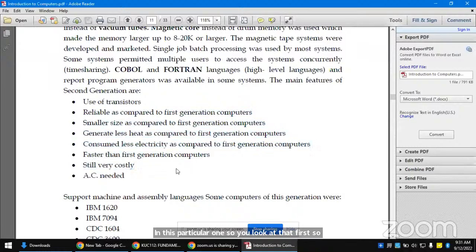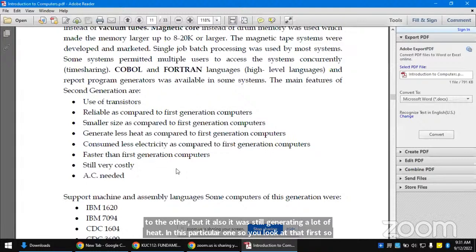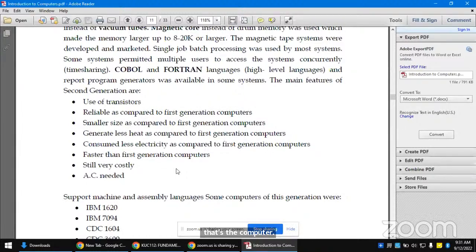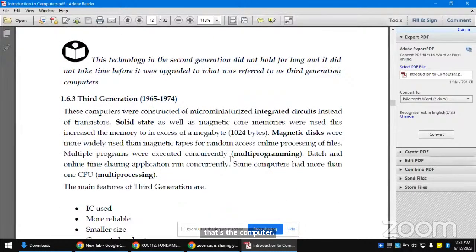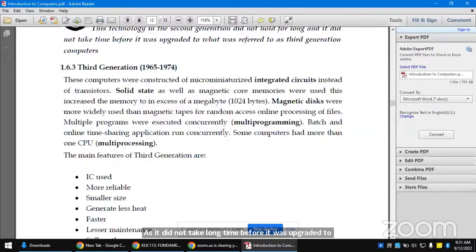So that's the second generation computer. This technology did not hold for long, as it did not take long before it was upgraded to what was referred to as the third generation computer. The third generation came into evolution in 1965 to 1974. These computers were constructed of micro miniaturized integrated circuits, what we call ICs, instead of transistors. So the technology changed: we started with vacuum tubes, came to transistor technology, and now we're moving into integrated circuits.